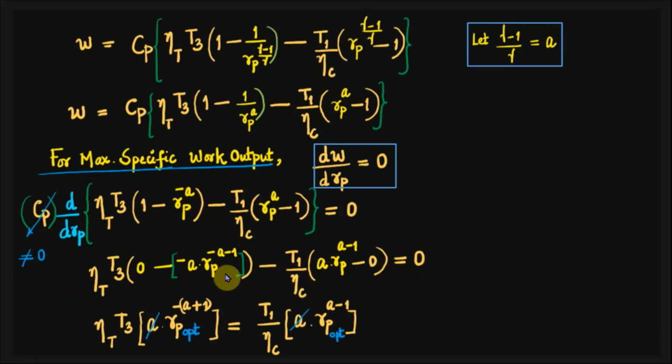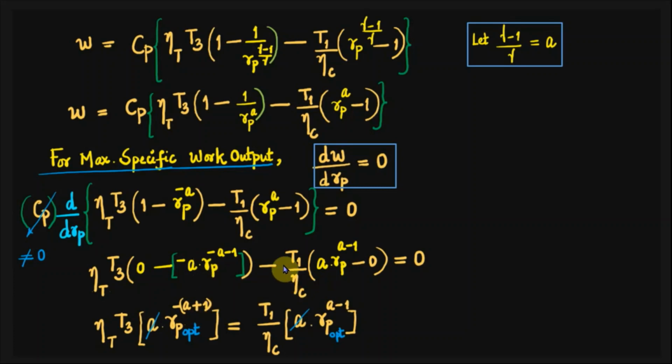On simplification and taking the second term to the right hand side, what can you get? This minus of minus will become plus. Then 0 plus this term, that means that term itself, and from the index minus A minus 1, as we had done previously in the earlier case, minus is taken outside and minus of that index becomes minus of A plus 1. Therefore eta t into T3 into A into Rp raised to minus of A plus 1 is on the left hand side.